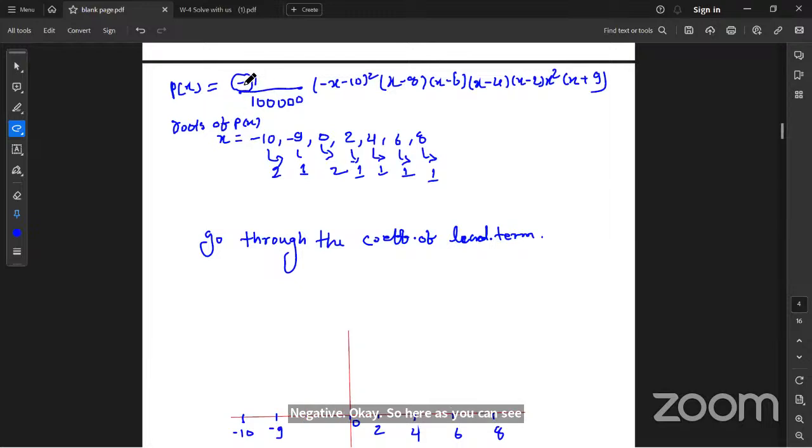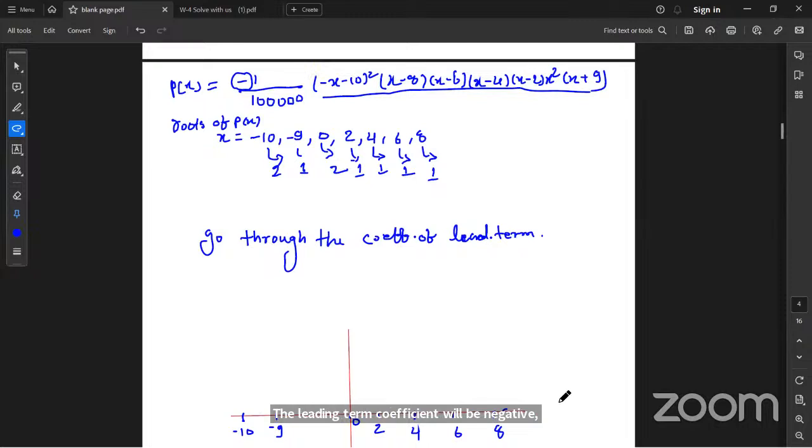Okay. So here, as you can see, minus is multiplied in the entire term, right? Yes, sir. So you can easily see the highest coefficient will be negative. The leading term coefficient will be negative, right? And we know that in a polynomial, the leading degree term always dominates the entire polynomial, right? Yes, sir.